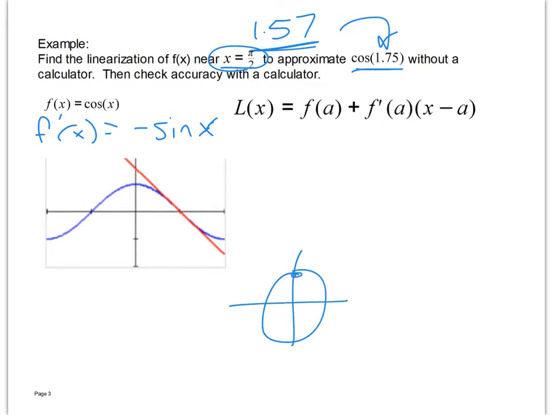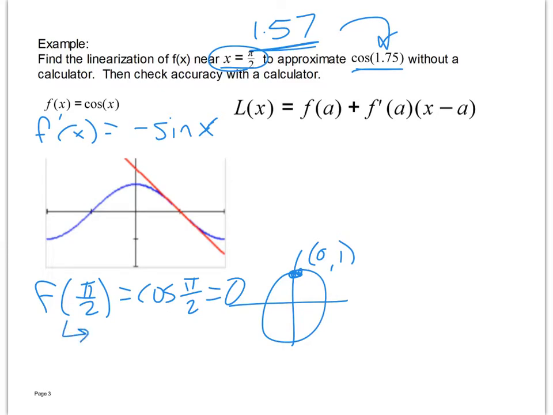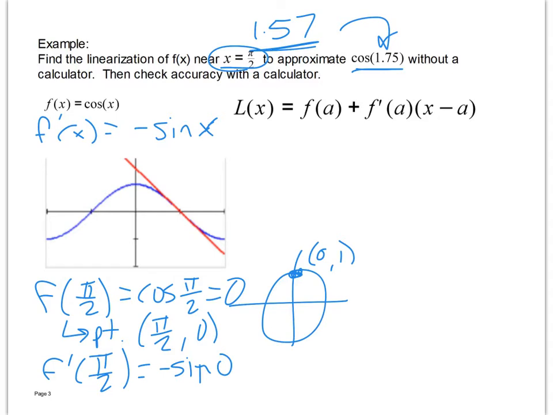If I use my unit circle, pi over 2 is right up here, and that coordinate pair is 0, 1. So if I want to find f of pi over 2, that's cosine of pi over 2, which is 0. That tells me the point for my point-slope form is pi over 2, 0. Also, if I find f prime of pi over 2, that gives me negative sine of pi over 2. I wrote 0, let's fix that. Sine of pi over 2 is 1, and the derivative is negative, so negative 1.